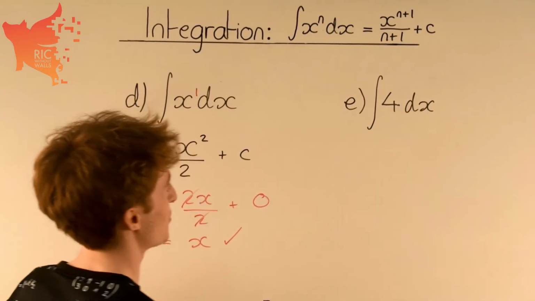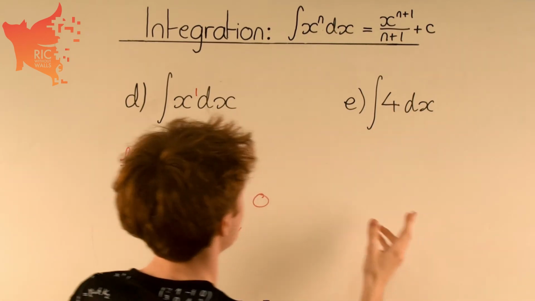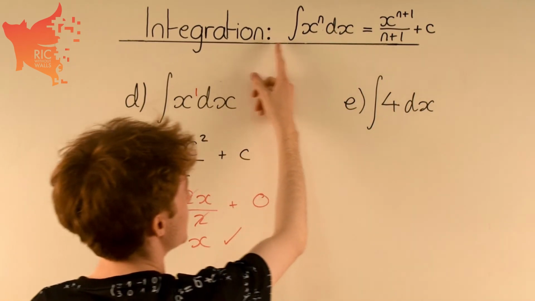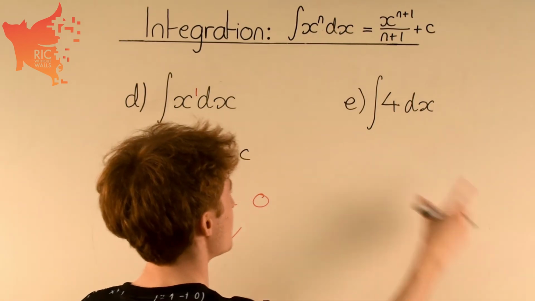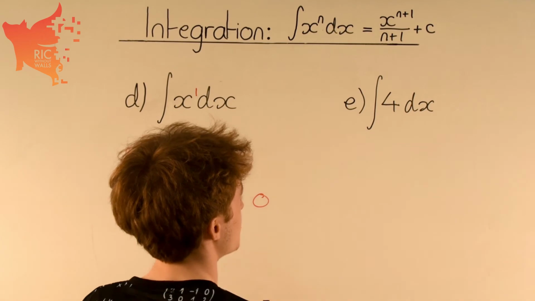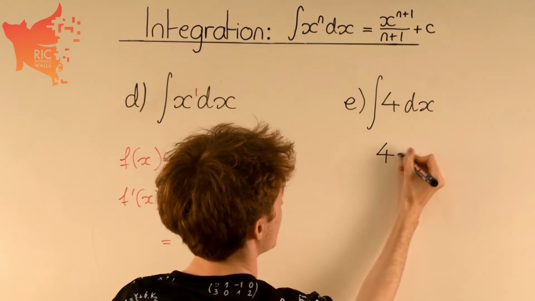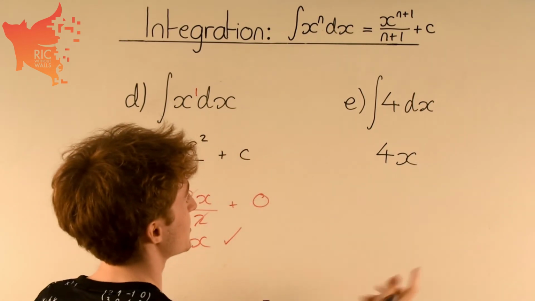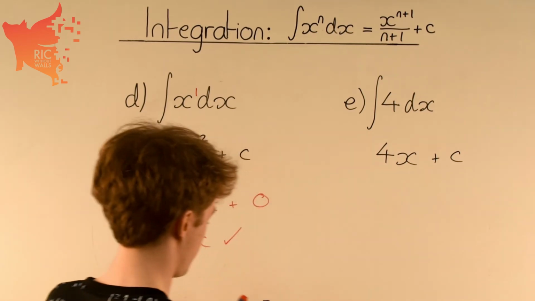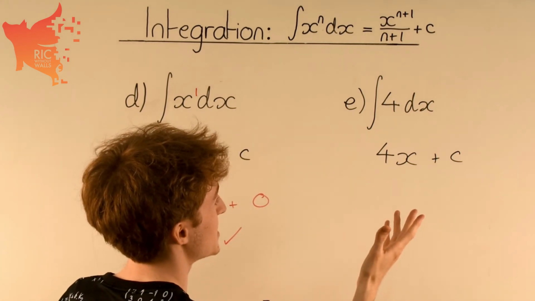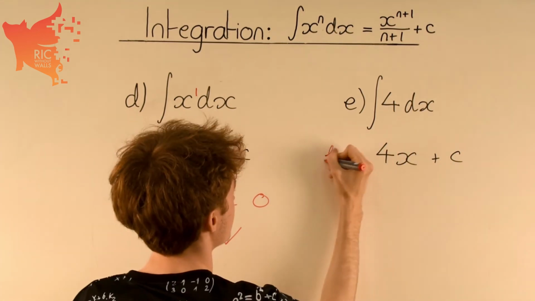In this final example, we've been asked to integrate just 4. So there's no x's involved, which means that we can't really use this rule up here. Instead, we've got to use a different rule. Now the rule is, whenever you integrate just a number, in this case 4, the answer is just whatever that number is times by x. So in this case, the answer is 4x. And remember, we've always got to put our plus c. Now I'm just going to verify that this is true by checking that if we differentiate this, we do actually get 4.